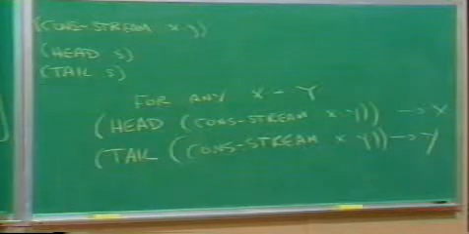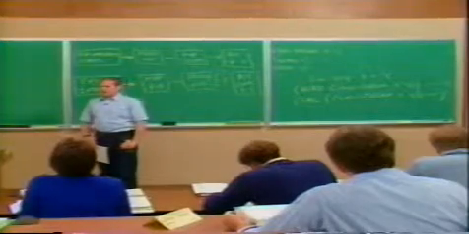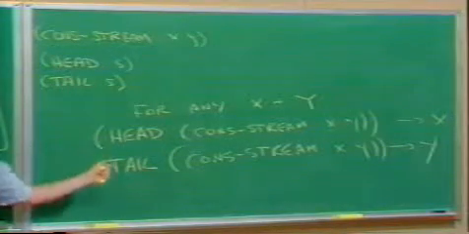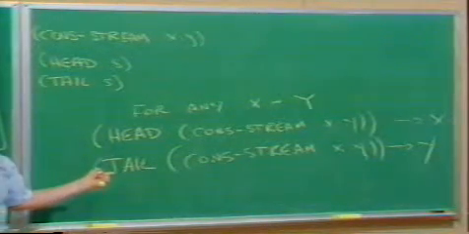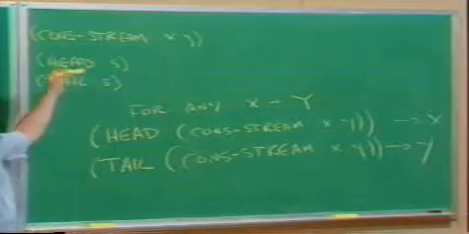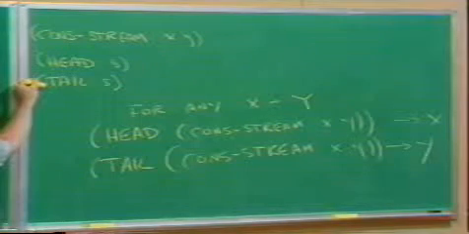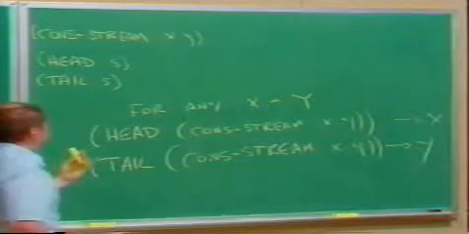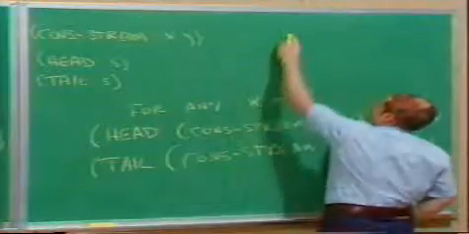So those are the constructor, two selectors for streams, and an axiom. There's something fishy here. You might notice that these are exactly the axioms for cons, car, and cdr. If instead of writing cons stream, I wrote cons, and I said head was the car and tail was the cdr, those are exactly the axioms for pairs. And in fact, there's another thing here. We're going to have a thing called the empty stream.